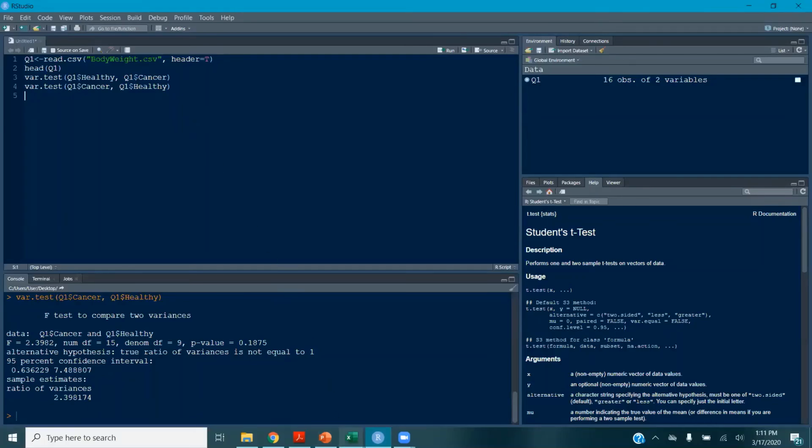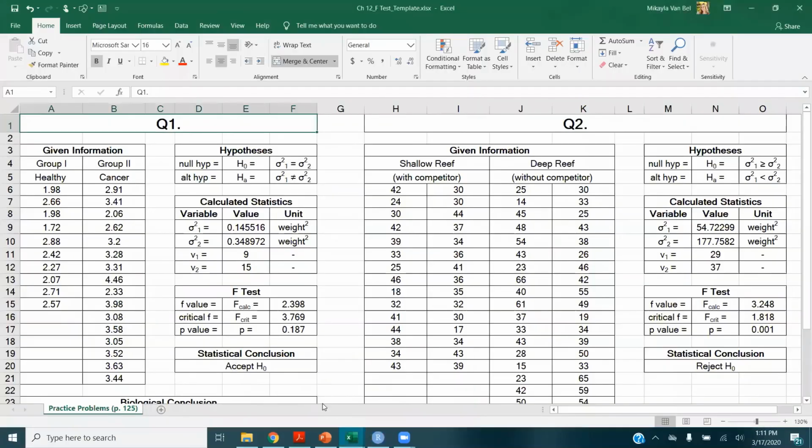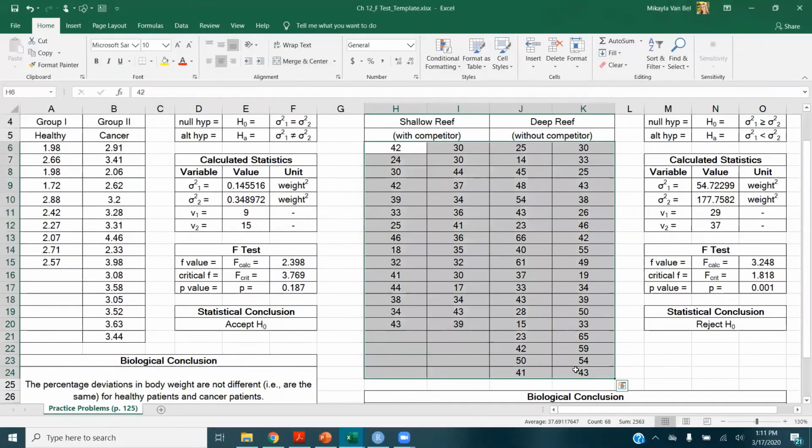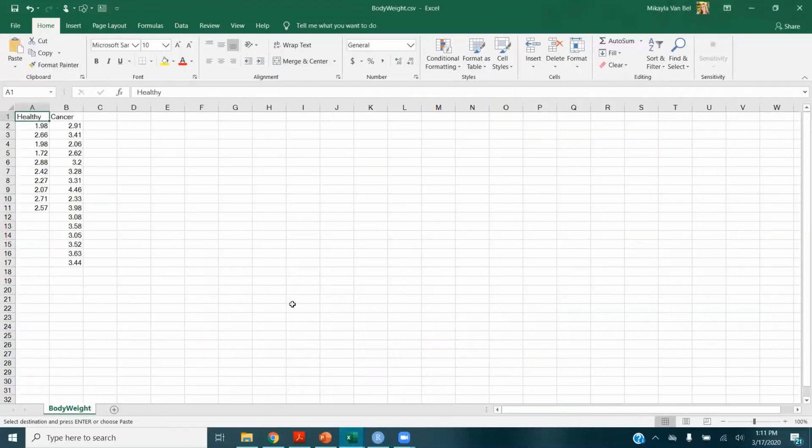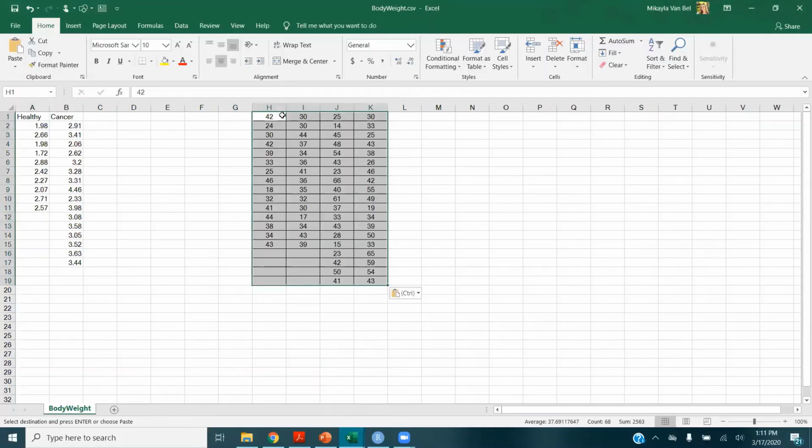First, I'll open up the chapter 12 template to see the data. And I don't like the column names here, and they're also merged in this document. So I'm going to go ahead and just copy the numbers themselves. And I'm going to copy them into the same body weight CSV file so that I only have to save one file for all the data from this chapter. Before pasting it over here, I am going to paste it just a little bit to the side so I can make my own column names.